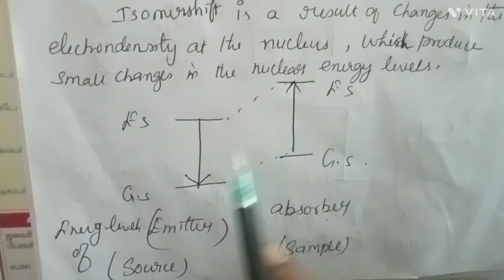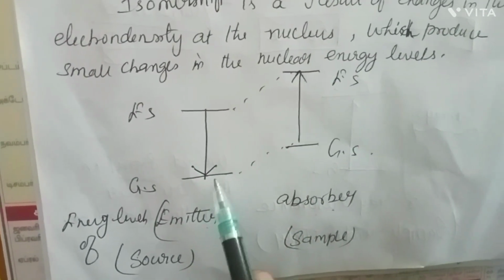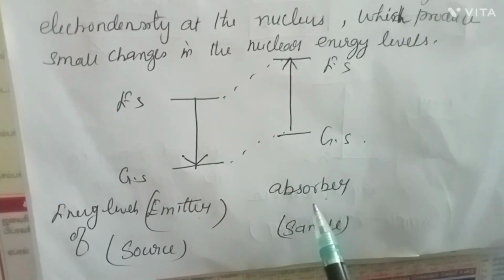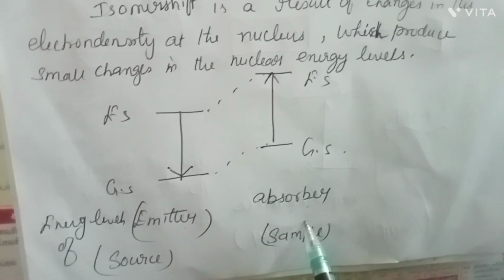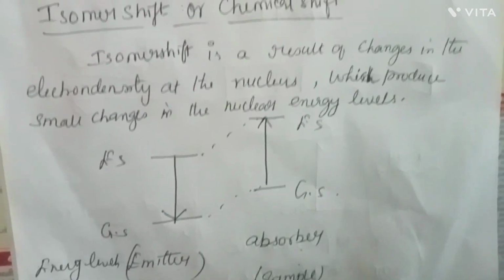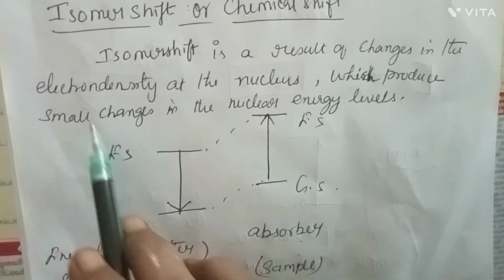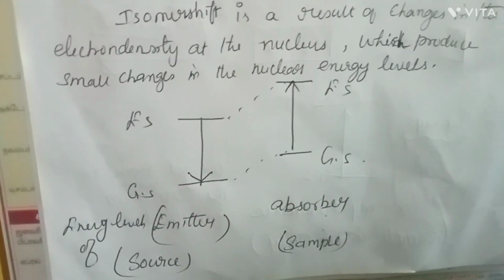That is shown here by means of the diagram. It is represented diagrammatically. The isomer shift between the emitter and absorber is shown here.